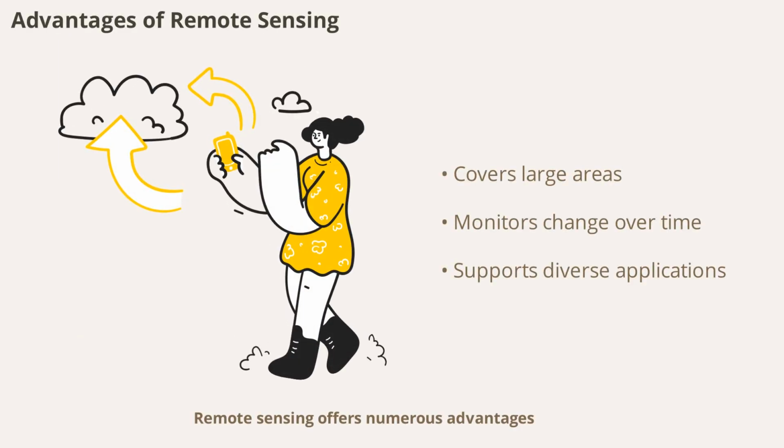Remote sensing offers numerous advantages, including the ability to collect data over large and inaccessible areas, monitor changes over time, and support a wide range of applications. It enables scientists to observe natural disasters, track environmental changes, and manage resources more effectively.